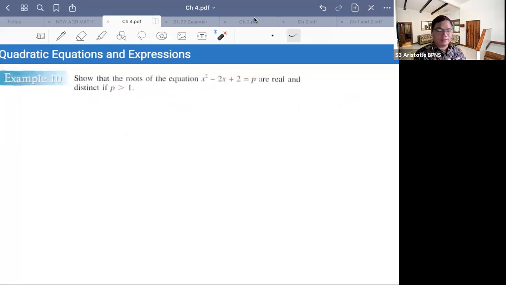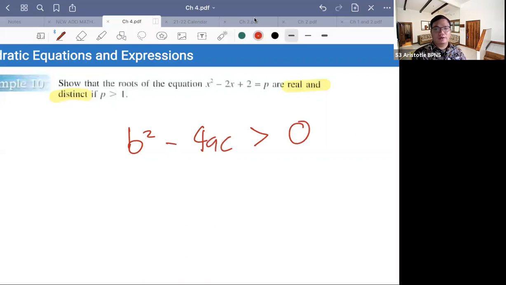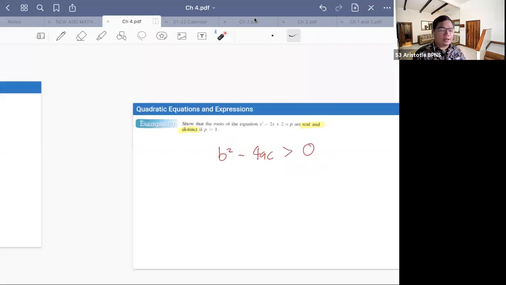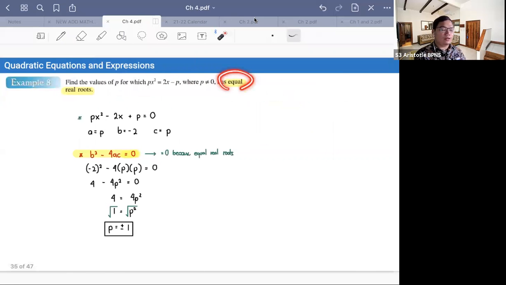And then for number 10, I haven't finished this. When you say real and distinct, that means that your discriminant here is what? Greater than 0, or it's positive. So that's it, if p is greater than 1. Whenever you see these keywords, class, real and distinct, that means your discriminant is a positive. And again, if it says no real roots, your discriminant is negative, or it's less than 0. And if it says equal real roots, your discriminant is equal to 0.